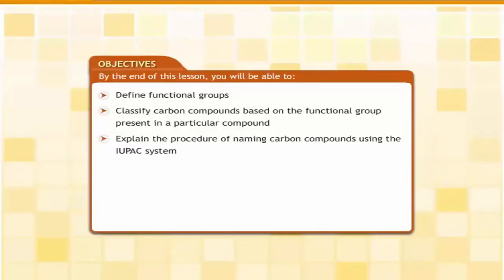This lesson is about functional groups and the IUPAC system of nomenclature. By the end of this lesson, you will be able to define functional groups, classify carbon compounds based on the functional group present in a particular compound, and explain the procedure of naming carbon compounds using the IUPAC system.